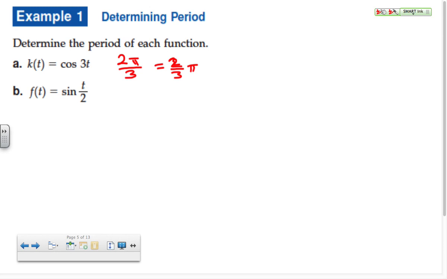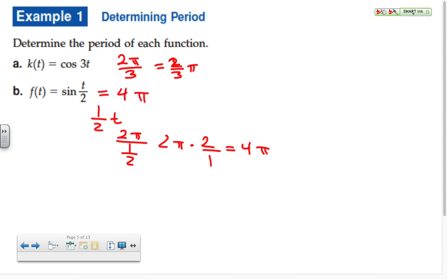And this one is sine of t over 2. This is an interesting one as well. It's actually like 1/2 t, so b is 1/2. So it's going to be 2 pi divided by 1/2. If you remember your fractions, this is the same thing as 2 pi times 2 over 1, which is actually 4 pi. So this is a much longer cycle. It will do the whole cycle from 0 to 4 pi.